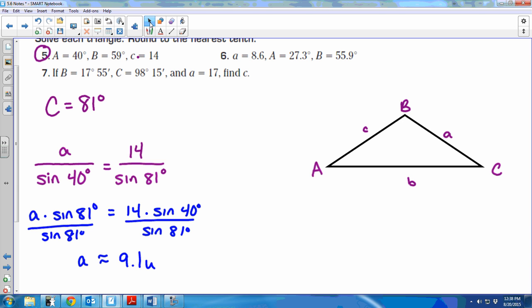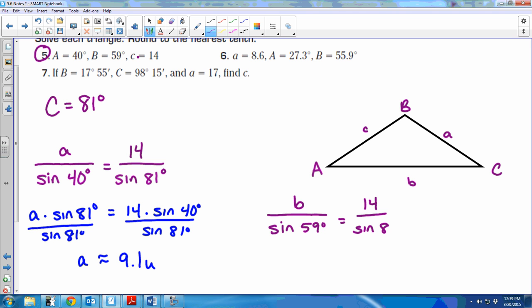You can use the side A that you just came up with, but I'll caution you, now that you've rounded that, you're going to get another rounded answer for side B if you use that. Because now you've rounded twice in the question. So use the same ratio we started with, but change the A stuff to side B and angle B. So side B corresponds with angle 59 degrees, so sine of 59 degrees equals 14 over the sine of 81 degrees. It's the same exact thing. I just replaced that first ratio with information involving side B.